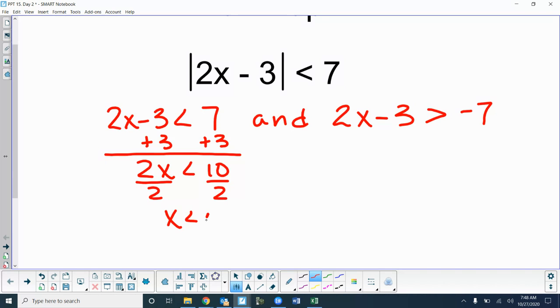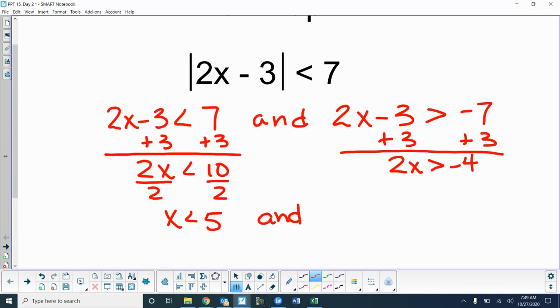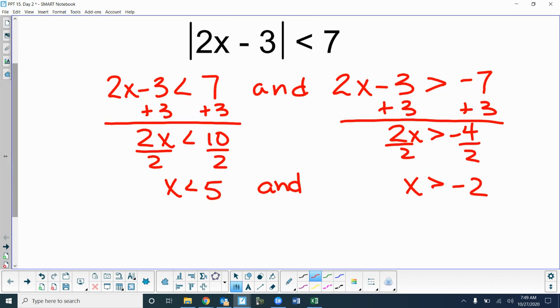X is less than 5. And then do the same thing, add 3 and divide by 2. X is greater than -2. Okay? So again, we have to solve these and graph them.